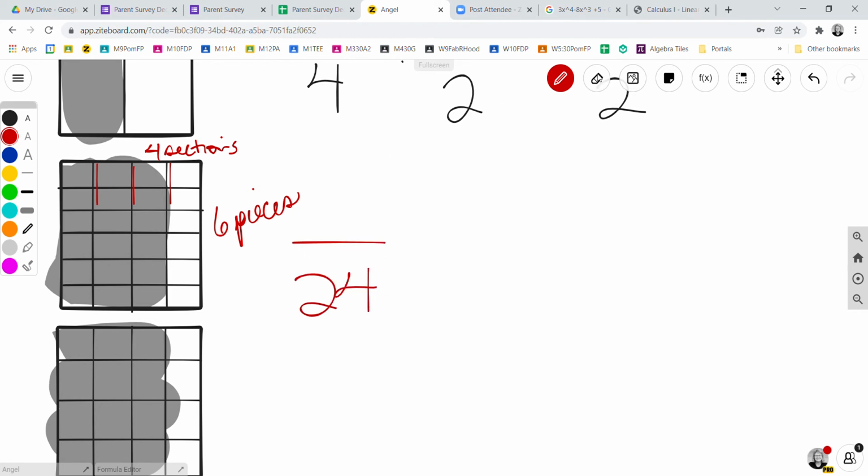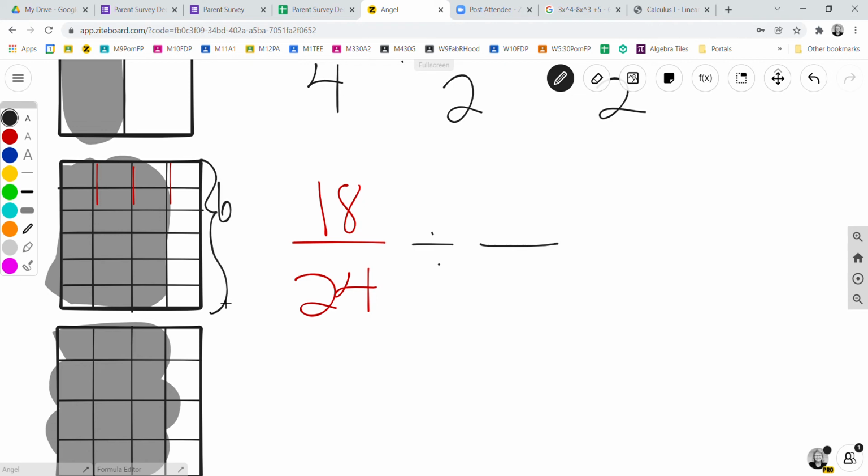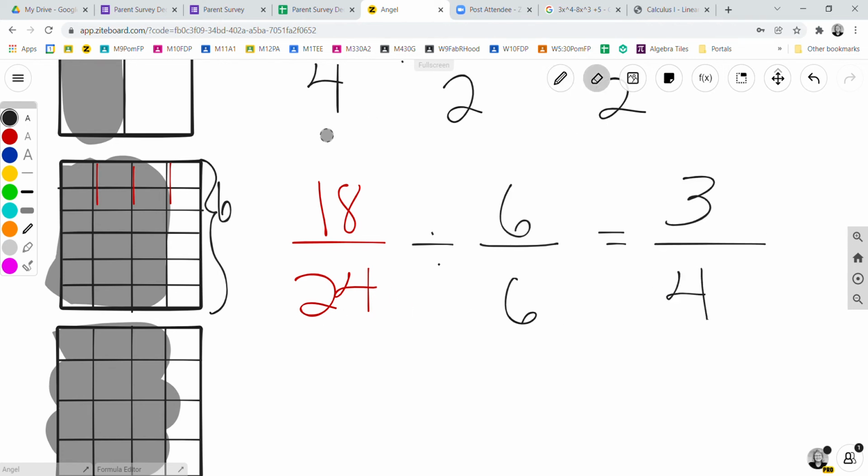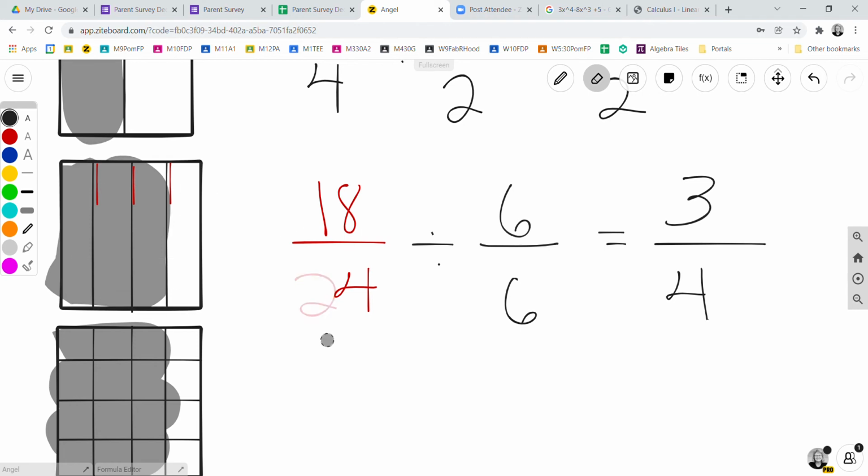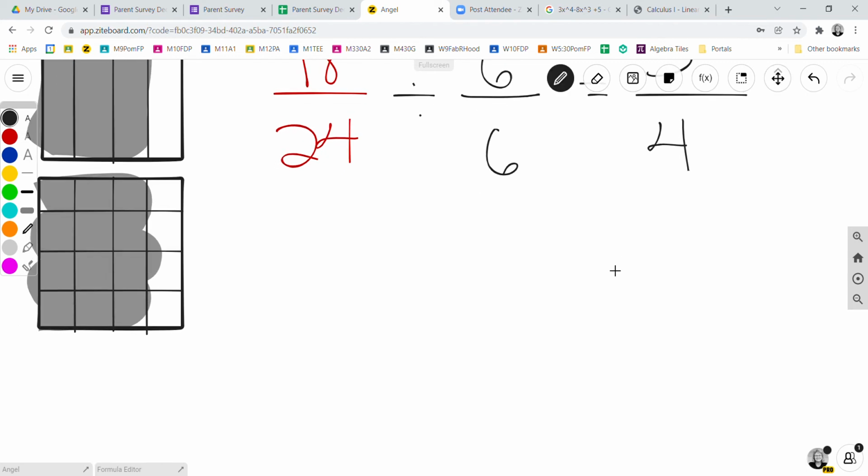And the amount that's shaded is less. In fact, it's 6 less. There are 18 that are shaded. What could these both divide by? Well, a hint would be to notice that I had 6 sections over here, right? Let's divide by 6. 18 divided by 6 makes 3. 24 divided by 6 makes 4. Hey, is it going to be 3/4? Let's find out. Erase, erase, erase, erase, erase. It is, it's 3/4.